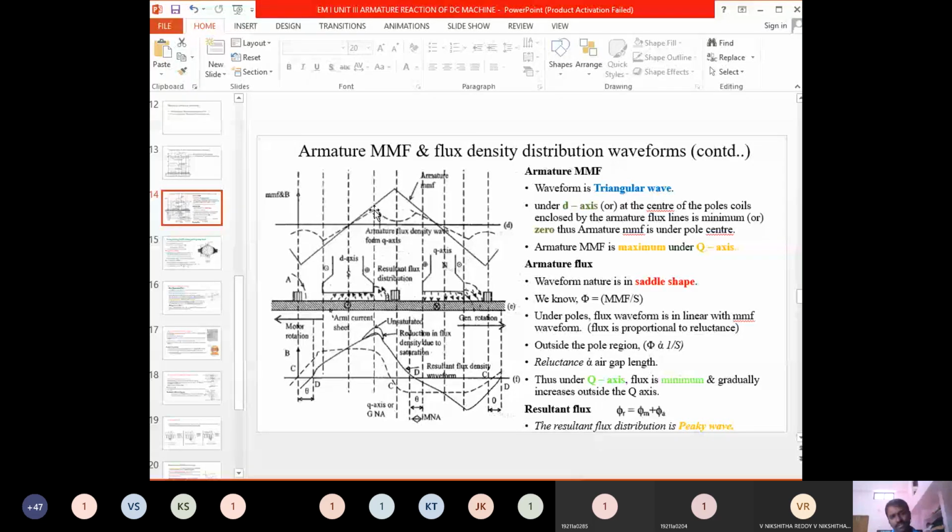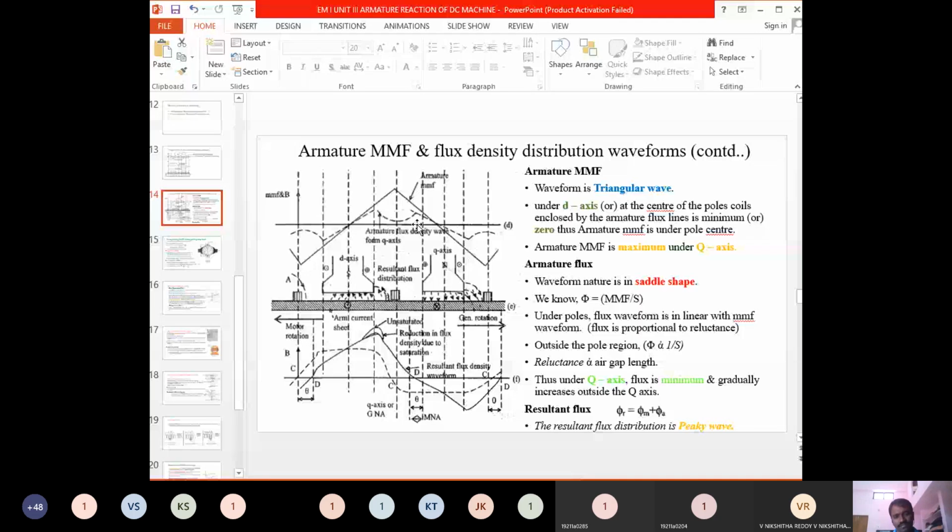So the formula depends upon phi equals MMF by S. Under the polar region, phi is proportional to MMF. Outside the polar region, phi is inversely proportional to S. So we get a peculiar waveform, and the nature of the waveform we call a saddle shape waveform. And by combining the armature flux and main field flux, we get the resultant flux.